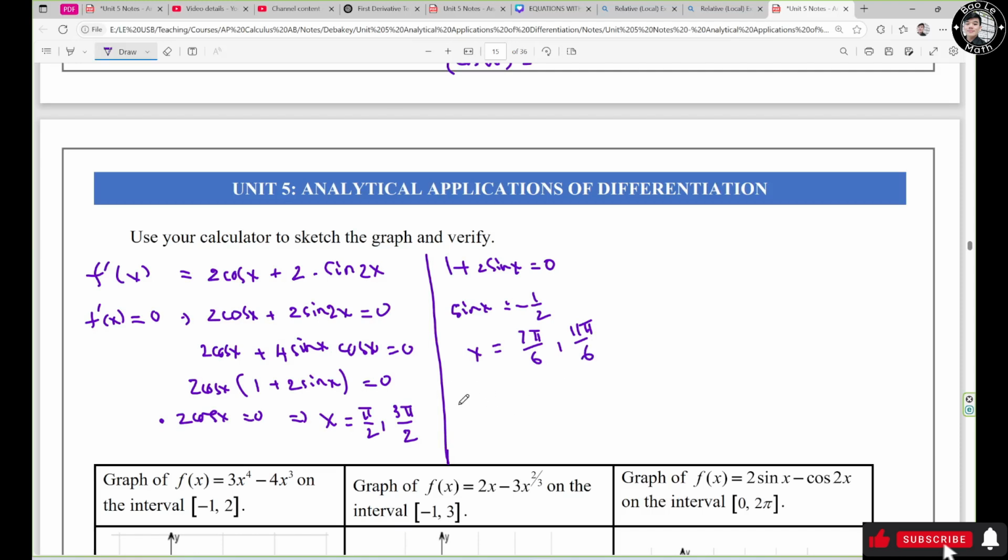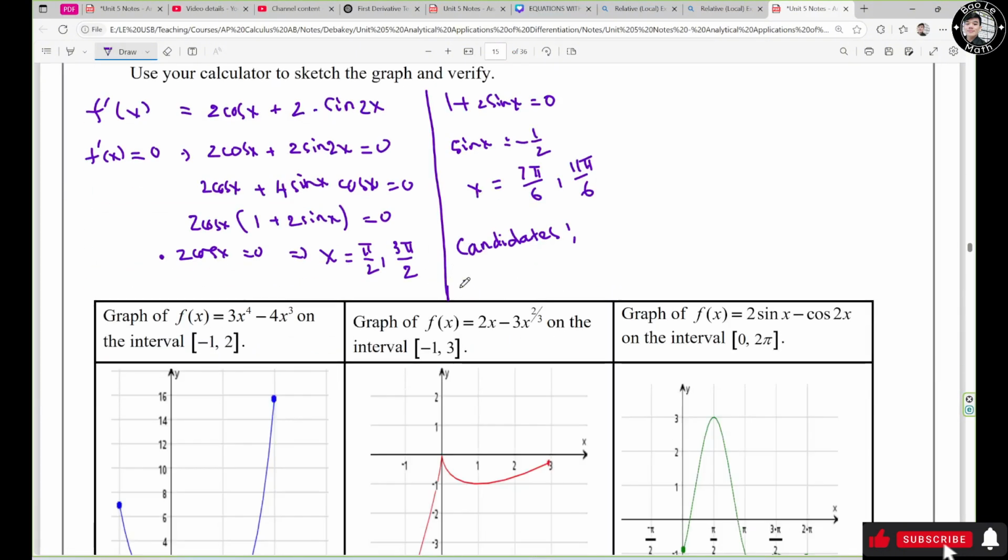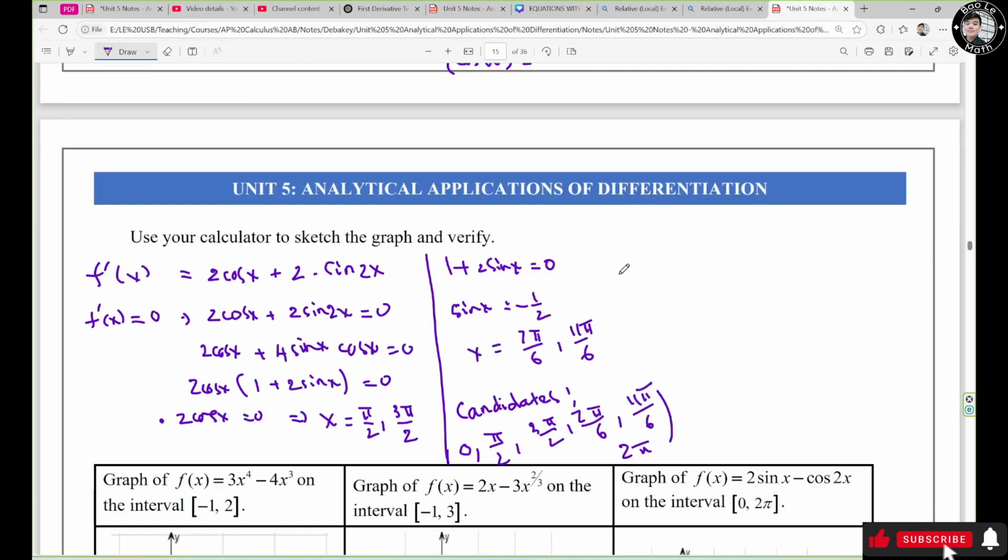Now you have the candidates. It's going to be 0 and 2 pi, right? So 0 goes first. Next one should be what? Pi over 2. Next 3 pi over 2. Next 7 pi over 6. Next 11 pi over 6. And the last one 2 pi, right? Now you need to sketch a table.